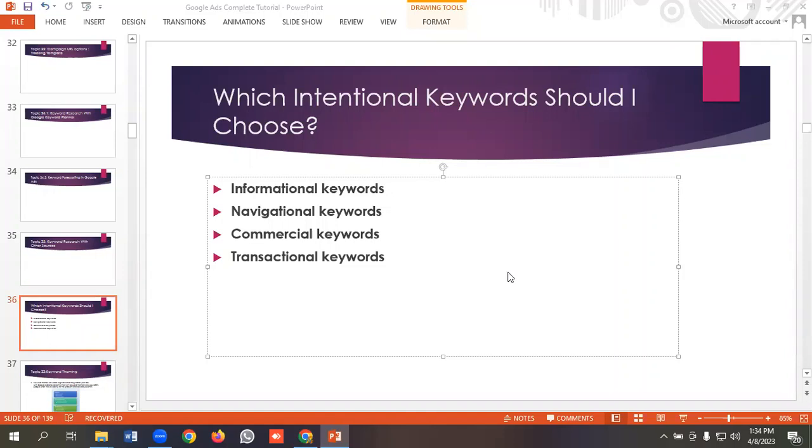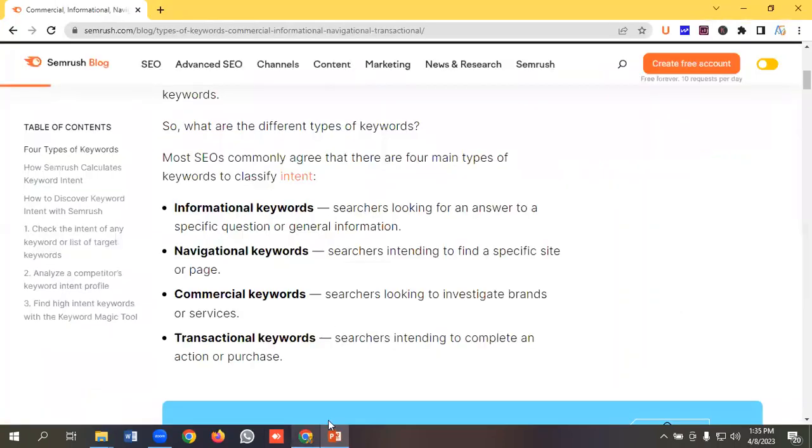So in today's lecture, we'll be discussing which intentional keywords we should use. There are four types of intentional keywords: informational keywords, navigational keywords, commercial keywords, and transactional keywords. I have collected them from the Semrush official documentation. So let's go to the Semrush official documentation and see what they say about those keywords.